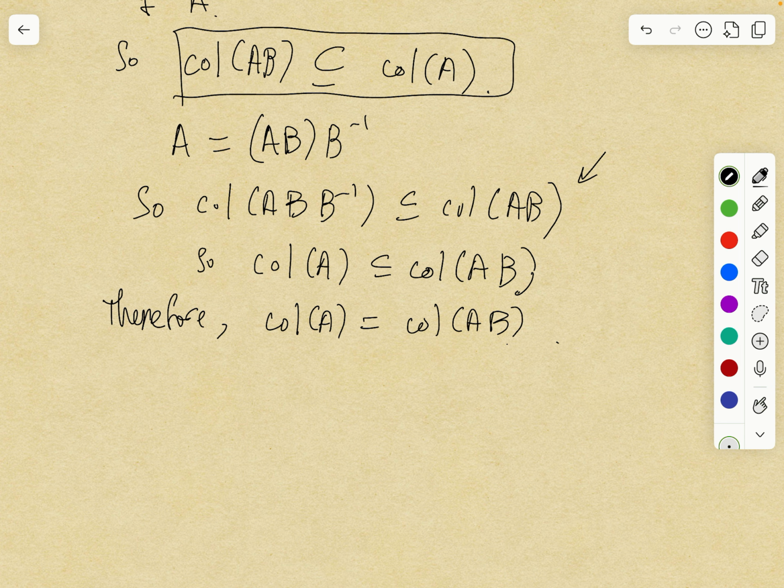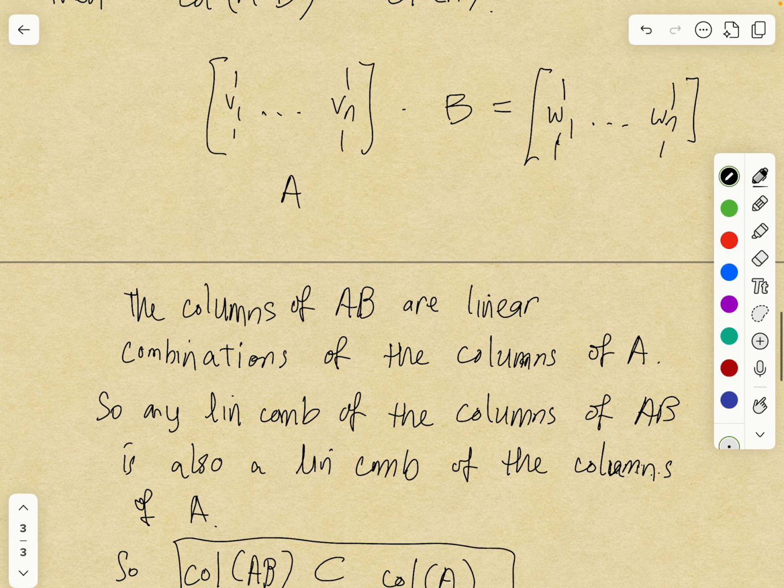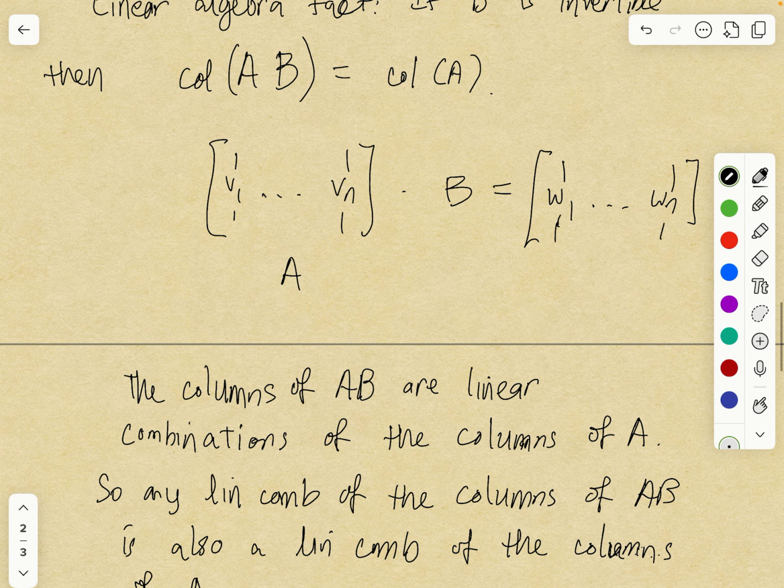And AB B inverse is just equal to A, so that gives me that the column space of A is contained in the column space of AB. Okay, so that explains why, in general, when you have a matrix and you multiply it on the right by an invertible matrix, the product has the same column space as the first matrix.